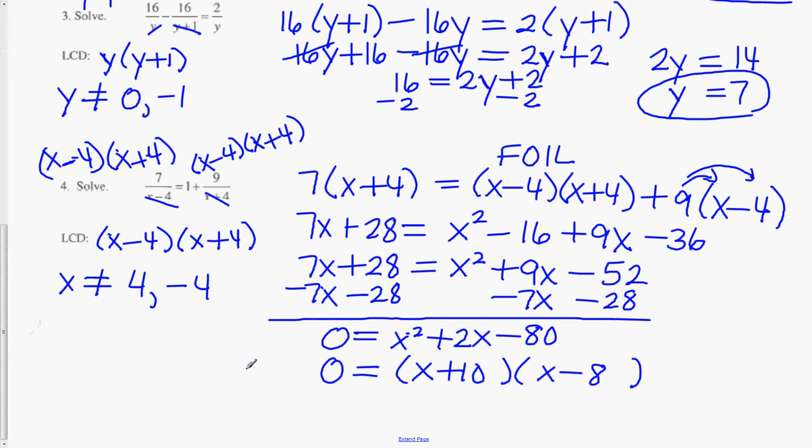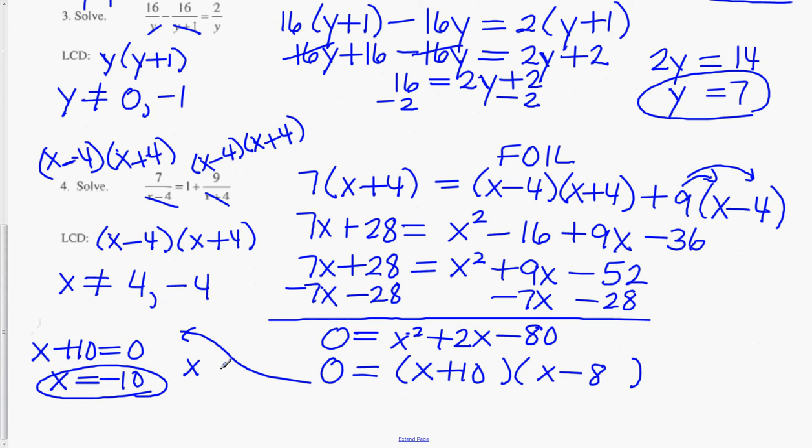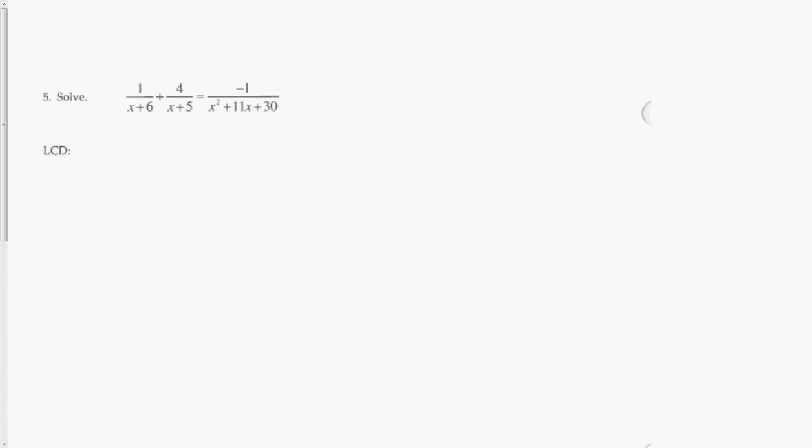And when I set each one of those equal to 0, I'm going to get negative 10 for one answer. And I'm going to get positive 8 for my other answer. And those two answers I can use because remember 4 and negative 4 were my bad numbers. Okay, let's do this last problem on the back.